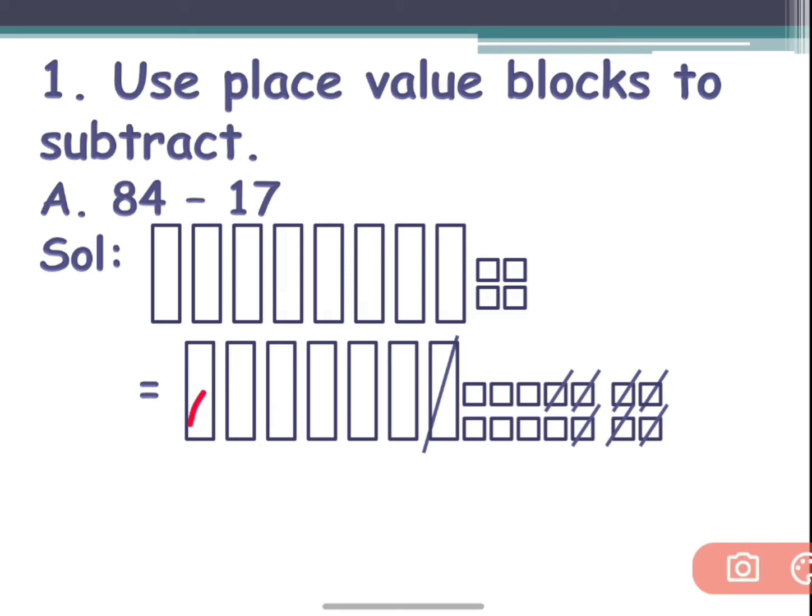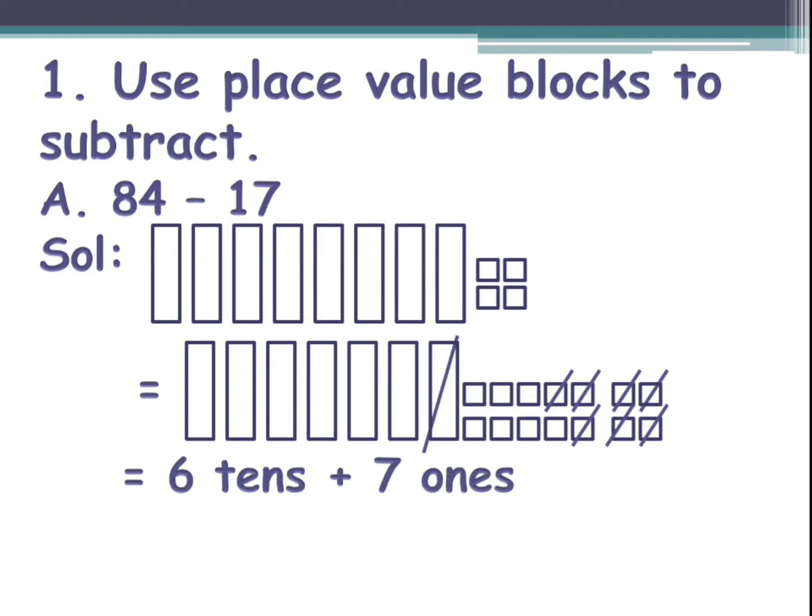In tens, you have 1, 2, 3, 4, 5, 6. 6 tens you have. And in ones, 1, 2, 3, 4, 5, 6, 7 are there. That means 6 tens plus 7 ones. So 6 tens and 7 ones will give us 67, isn't it? That means when you subtract 17 from 84, you will get the answer 67. So that's what you will write. Therefore, 84 minus 17 is equal to 67.